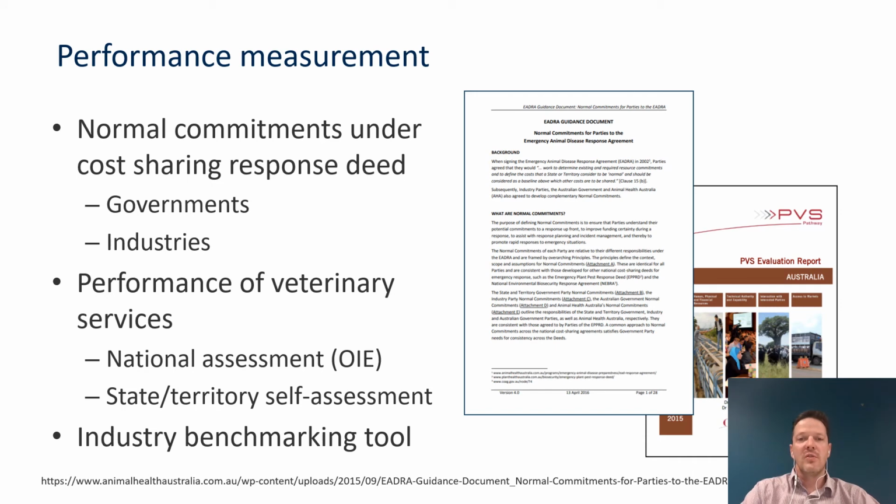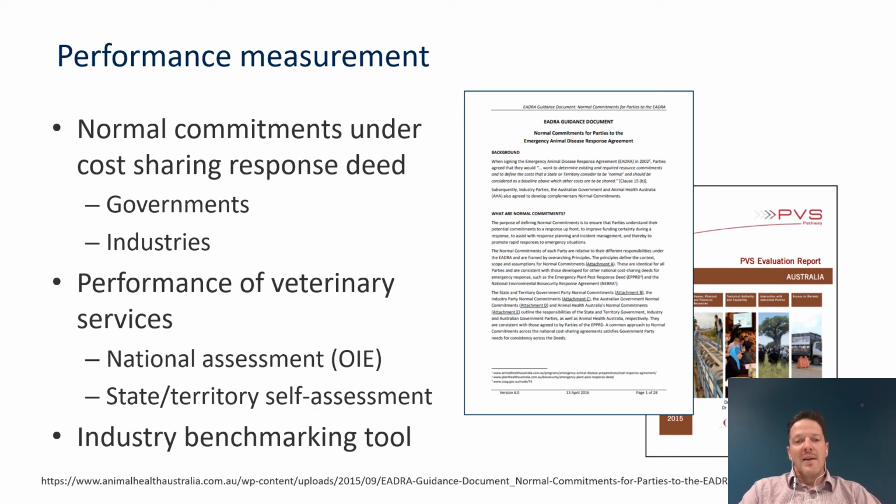Industries must also support risk mitigation. That includes disease reporting and also developing biosecurity plans. They also have responsibilities around communications and providing support for industry around compensation and valuation, and also management of animal welfare.